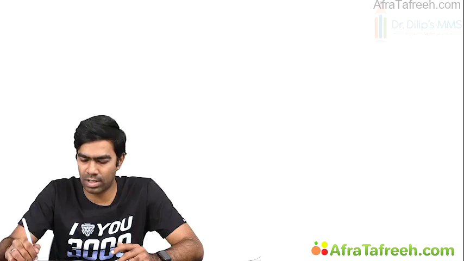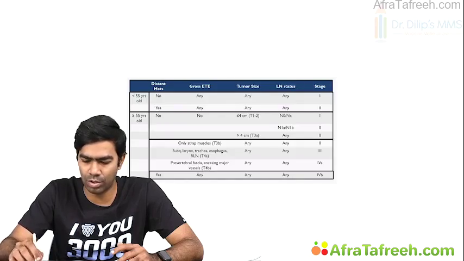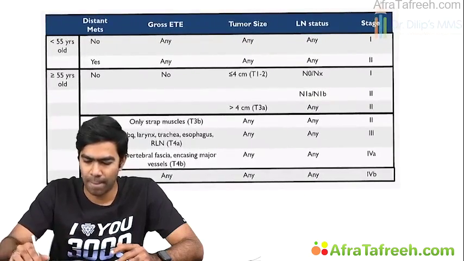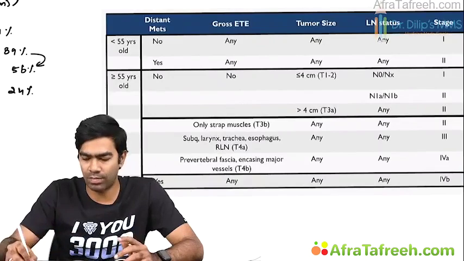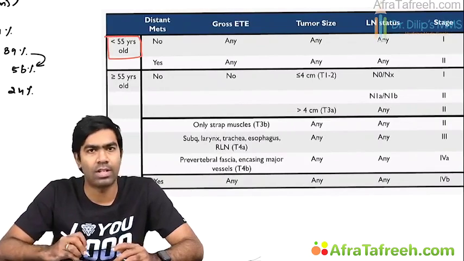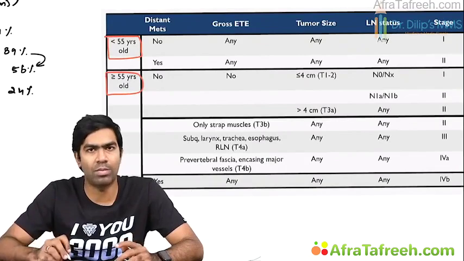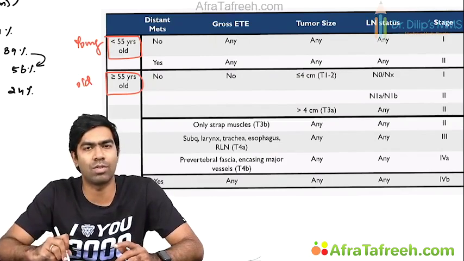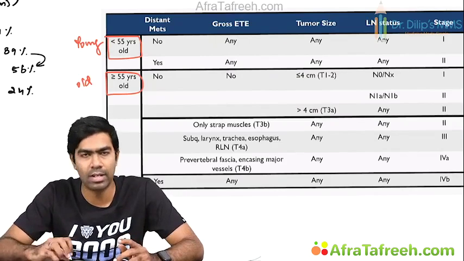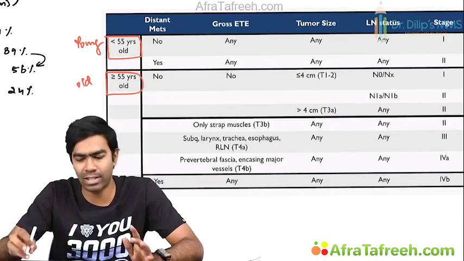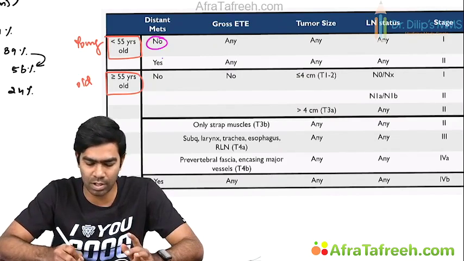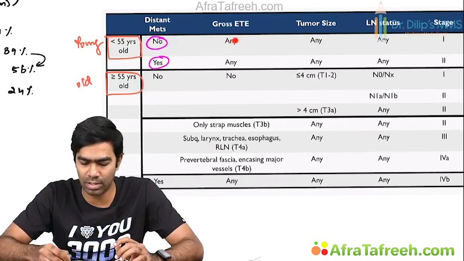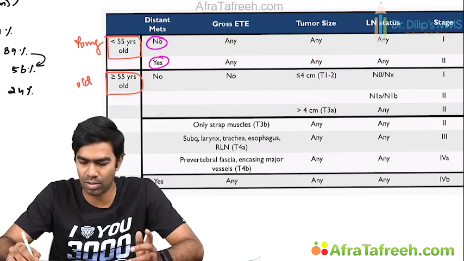So let us see what the AJCC TNM staging tells. I'm going to show a table for you. This table will help you understand a lot of stuff. You can see the first change is the age, less than 55 or 55 and above. This is the definition of young according to the new AJCC TNM, and this is the definition of old age. Only one thing makes a difference in younger patients, that is the presence or absence of distant metastasis. The remaining things don't make any difference at all.